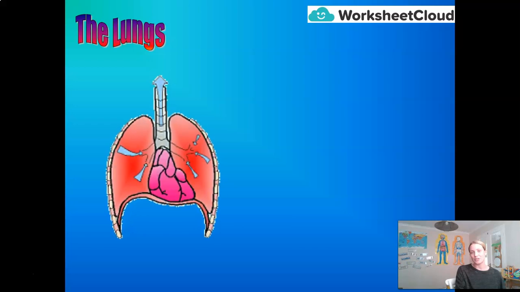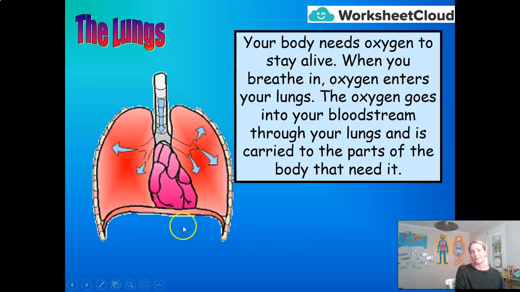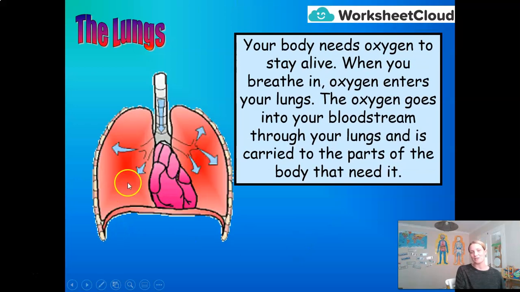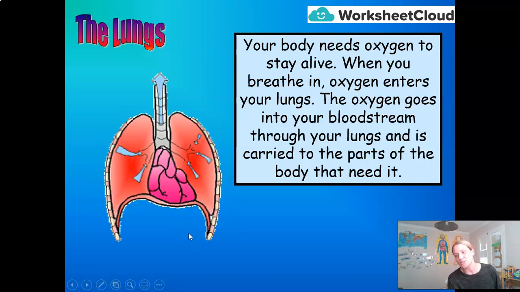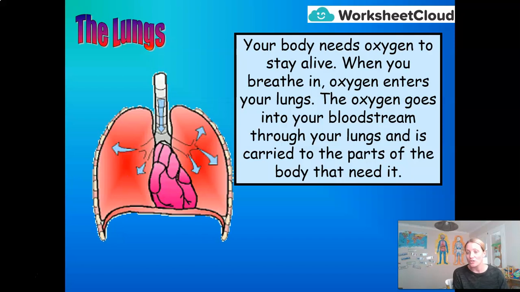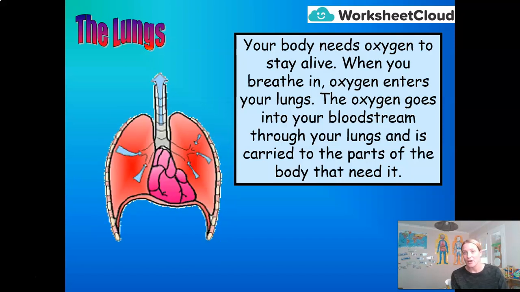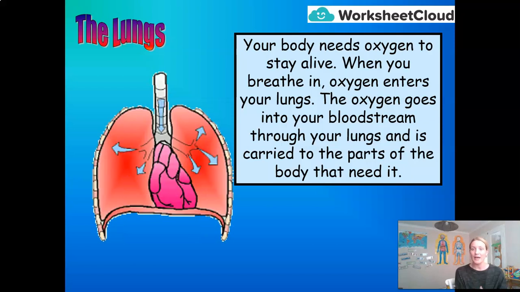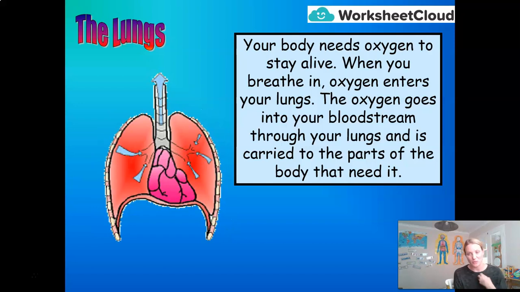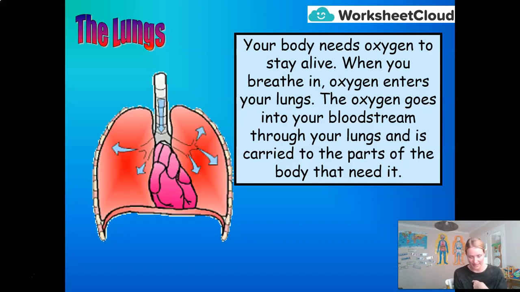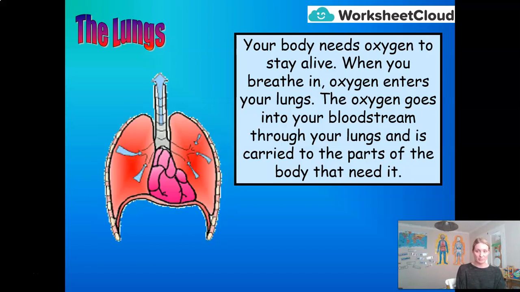So here's a picture of lungs, and they show it going out and in. Your body needs oxygen to stay alive, and so when you breathe in, the oxygen enters your lungs. Oxygen goes from your lungs to your bloodstream, and it is carried from there to the different parts of the body. It goes to the heart first, but we'll learn that next. But it goes all the way down around to the different parts of the body.